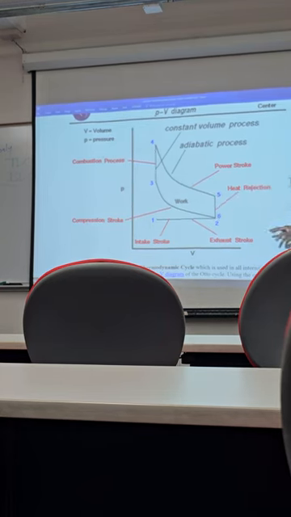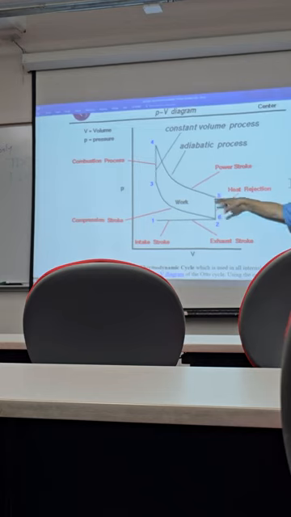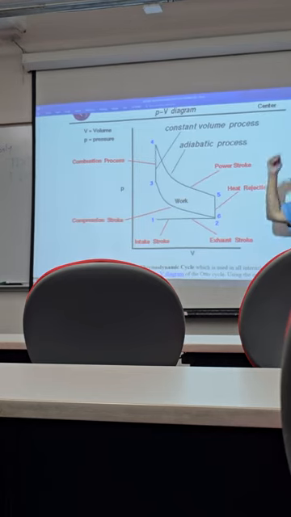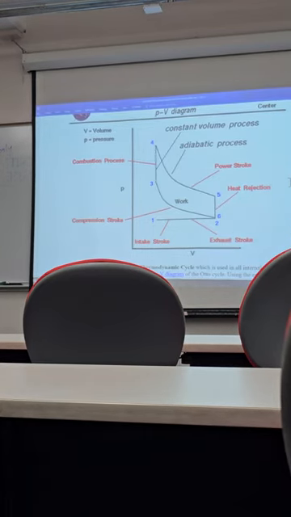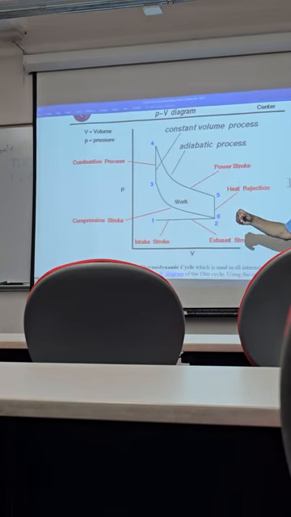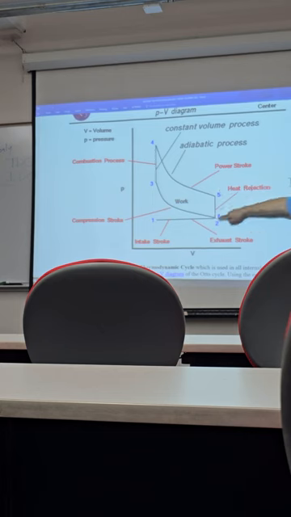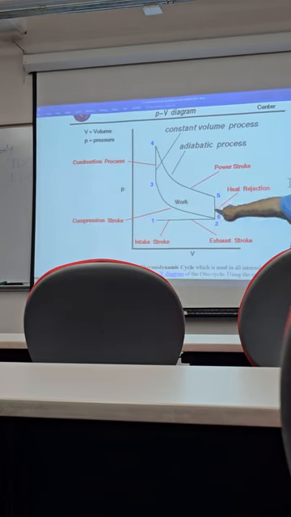From 5 to 6, what happened? Heat rejection. This happens when the exhaust valve opens. As soon as the exhaust valve opens, the hot gases will lose temperature because the atmosphere is outside. They try to regain the same temperature as the atmospheric air. The volume almost doesn't change, but the pressure changes.